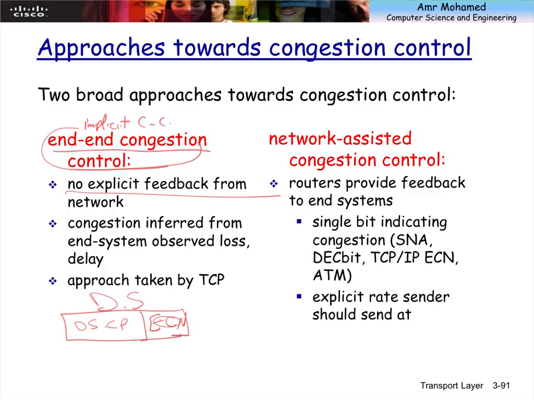Imagine how many explicit congestion notifications you will receive from these routers. How do you deal with it? It becomes a big issue. So it's not easy. So it exists in IP, but TCP never uses it.